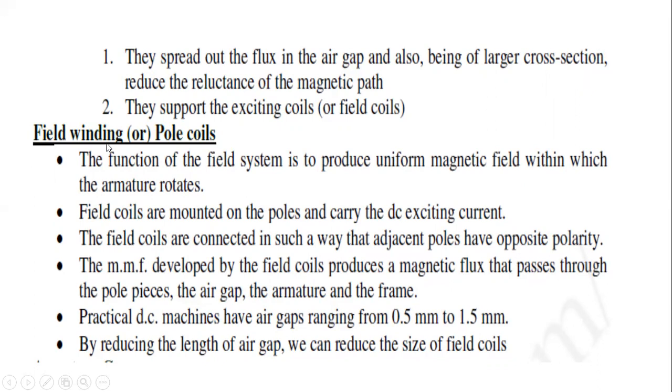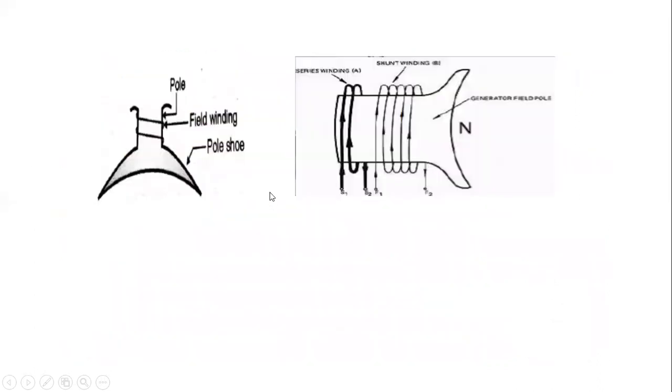The main function of the field winding is to produce the magnetic flux. This winding is wound on this field pole. This is the overall constructional diagram for that pole. In that pole we are connecting the field winding. The pole shoe is used to give support for this pole.